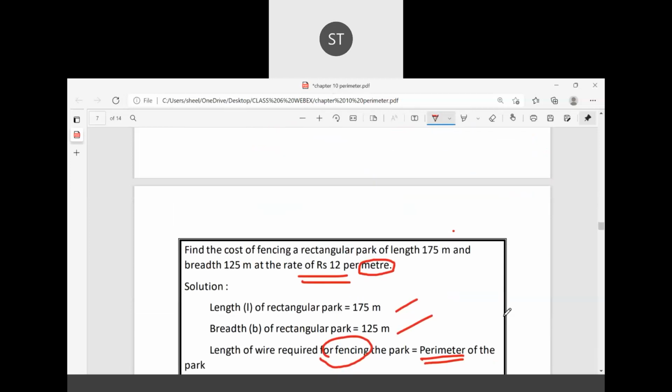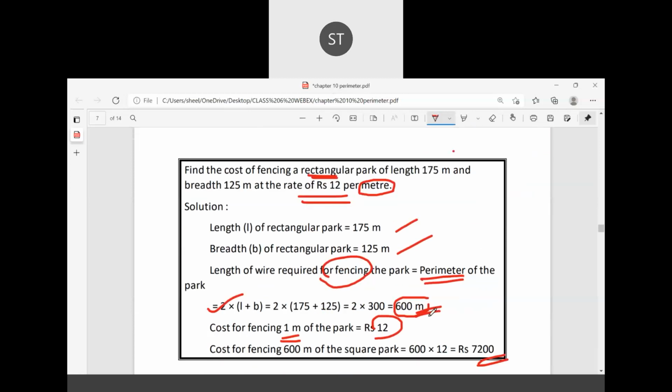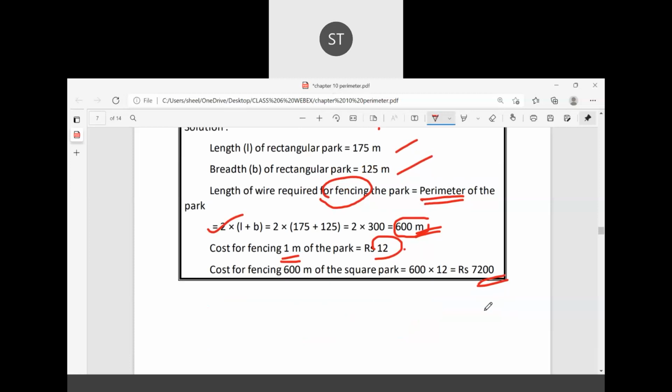Okay, the next one is also the same, but the shape changed here. What is the changed shape here? Rectangular is the shape. So here also what have we calculated? We have calculated the perimeter. Then we got 600 meter. Now we checked that the cost unit is also meter only. The rupees is given for meter. So 600 to be multiplied with the 12. Then what is the answer? 7,200 only, right? So these are the questions based on perimeter.